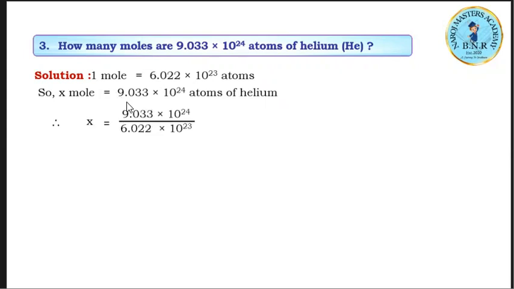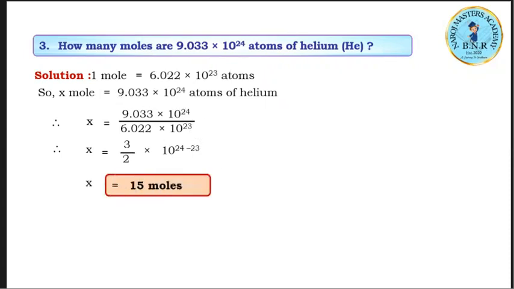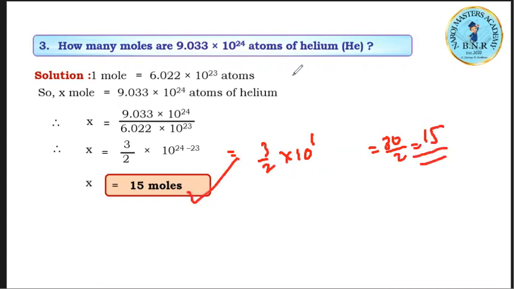Therefore, X is equal to 9.033 into 10 power 23 by 6.022 into 10 power 23. This is 24. Okay, given that is 24. One more extra is there. So 3 by 2, 9 by 6 means into 10 power 24 minus 23, that equal to 3 by 2 into 10 power 1. So that equal to 3 into 10 is 30 by 2, that equal to 15. So answer is 15 moles.